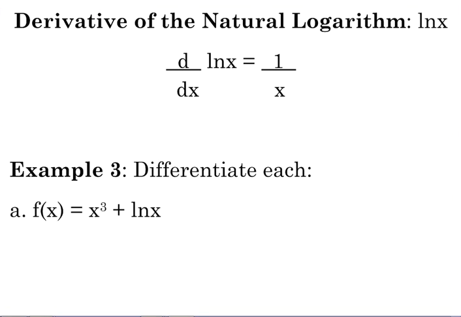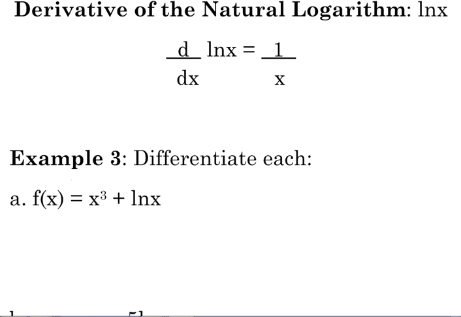The natural logarithm, so the ln of x. This is very common. They love to use e to the x and they love to use ln of x. So the derivative of the natural log of x is simply 1 over x. Okay, the derivative of the natural log of x is 1 over x.